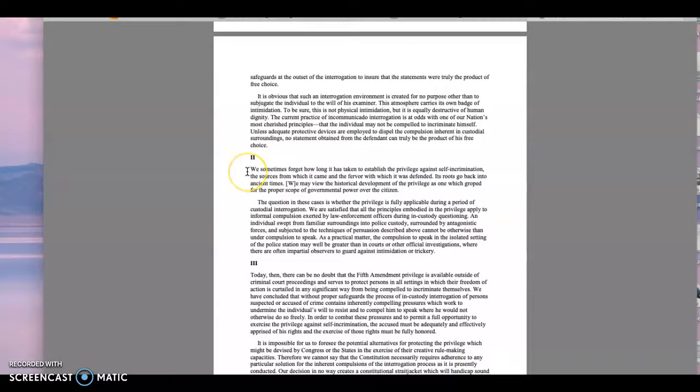We sometimes forget how long it has taken to establish the privilege against self-incrimination, the sources from which it came, and it's going to go through all these things. And then in Section 3, it says, today, there can be no doubt that the Fifth Amendment privilege is available outside of the criminal court proceedings and serves to protect persons in all settings in which their freedom of action is curtailed in any significant way.